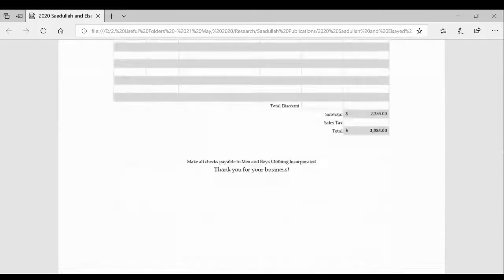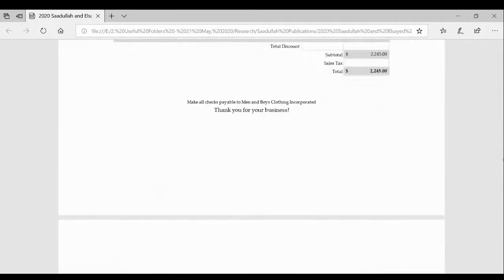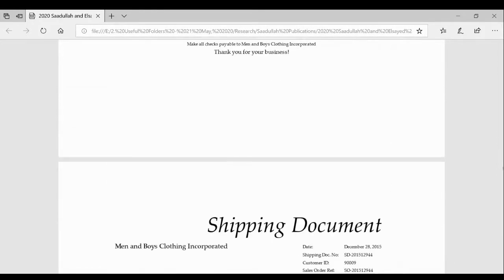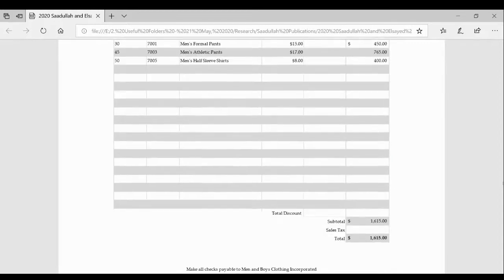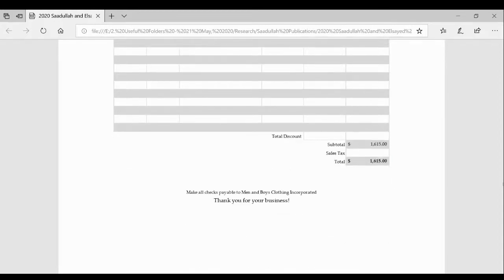Now we need an invoice, right? Let's see if we can find an invoice. Here we have an invoice, right? The invoice is on the same date, so there is no problem. And it's for 1615. Do you see that? Right?